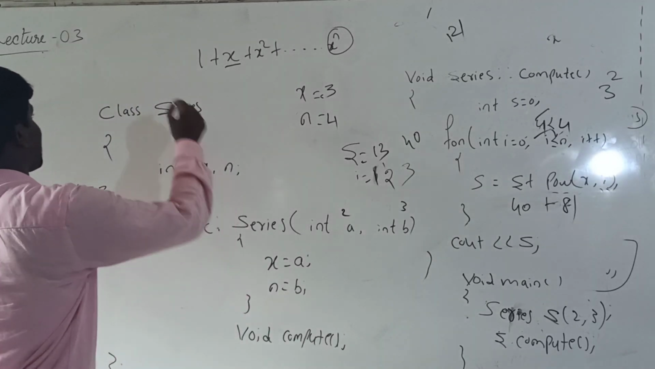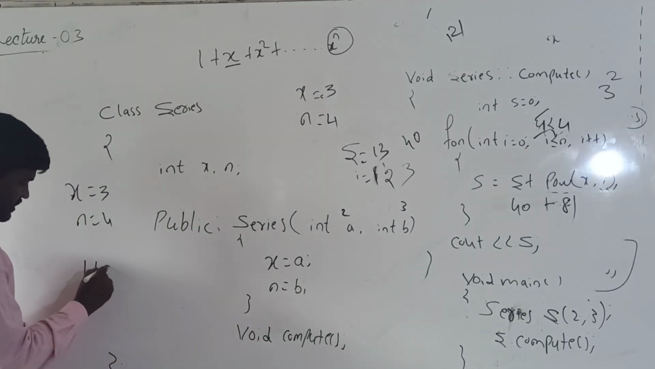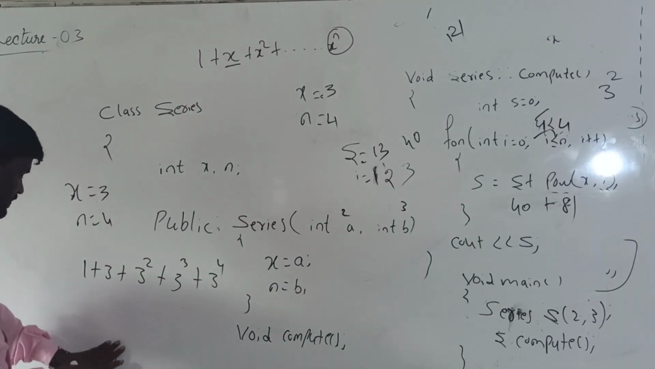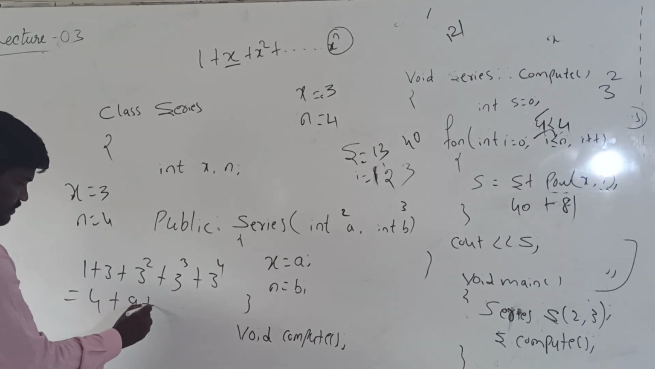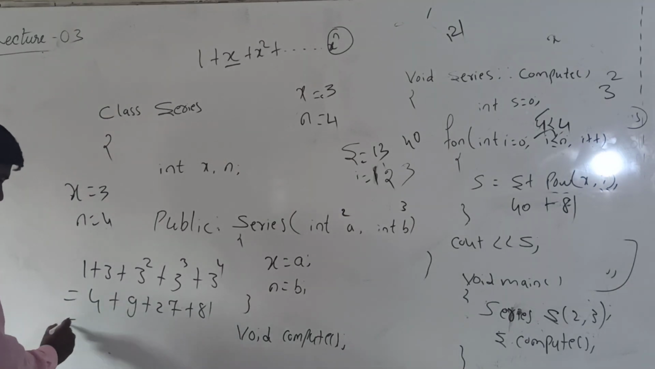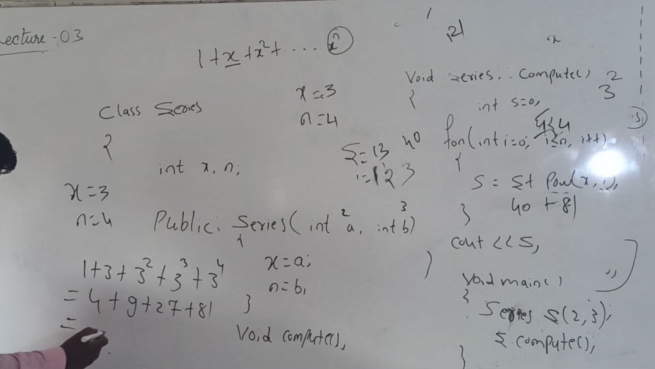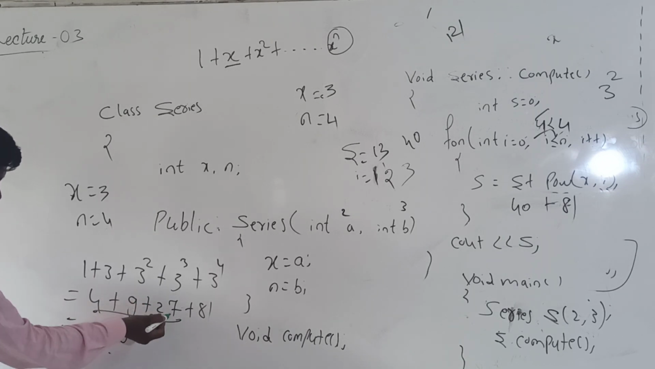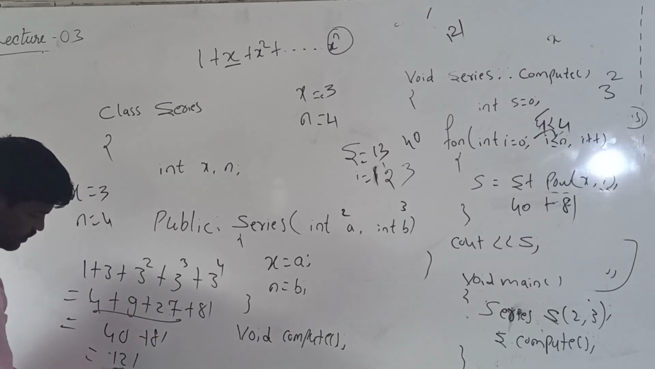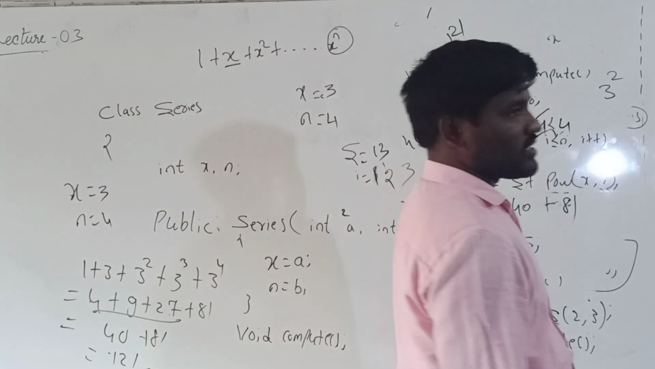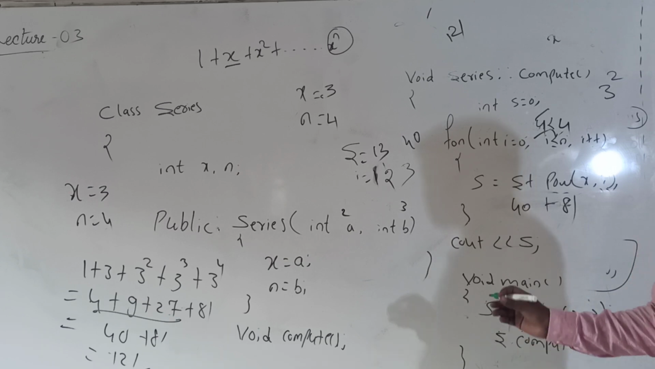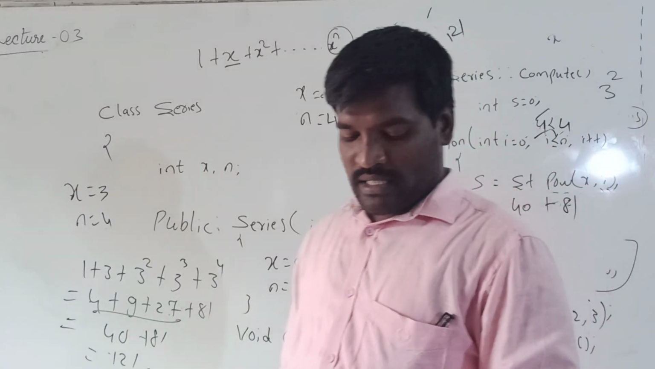Okay, now we have to check here 1 plus 3 square plus 3 cube plus 3 raised to 4, that is 1 plus 3 plus 9 plus 27 plus 81. This is 4, 27 plus 4 is 31, 31 plus 9 is 40, 40 plus 81 is equal to 121. So we will get the same result. It means that whatever you have written in the program, that is correct only. So this is the method of solving the parameterized constructor.